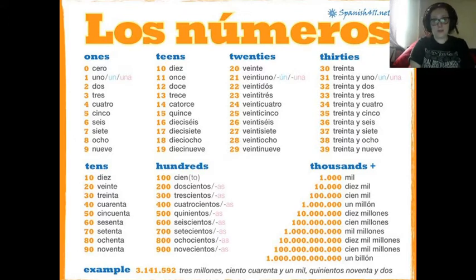diez. So we're going in tens now. Diez, once, doce, trece, 14, 15, 16, 18, 19, 20. So I'm just going to go from 0 to 20 again, because it's quite a bit.